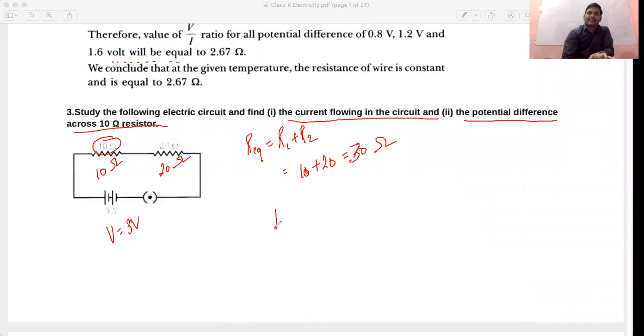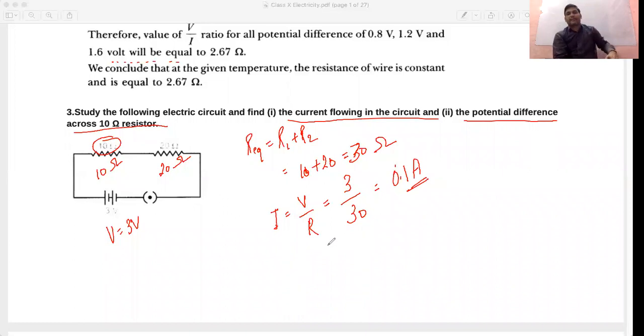When you calculate the current, I is equal to V by R. V is given as 3, and R is 30. So this will be 1 upon 10, which is 0.1 ampere. How much will it be? 0.1 ampere. So if 0.1 ampere current flows, it will be 1 by 10.